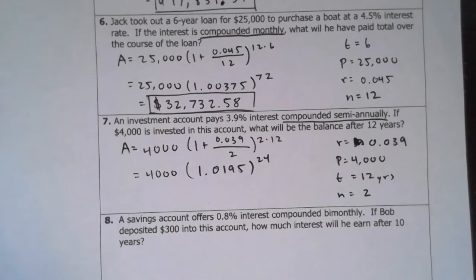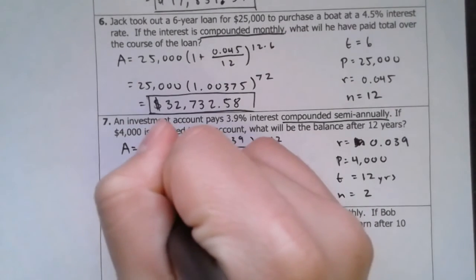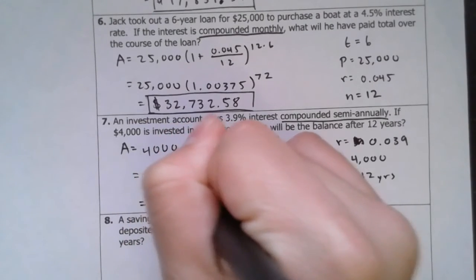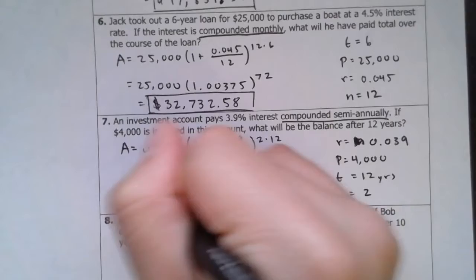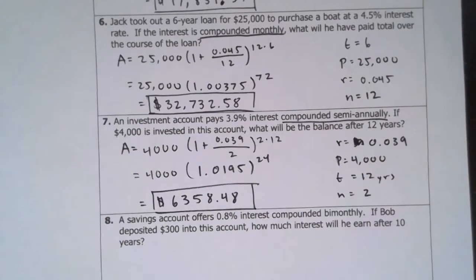You get 1.50. Okay, before I round, let's multiply it by 4,000. So you're gonna get 58.48. So that would be the balance after 12 years.